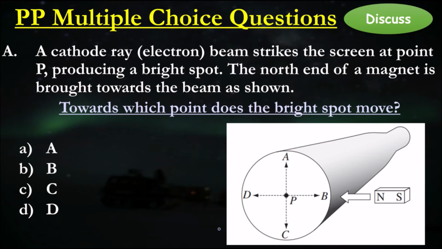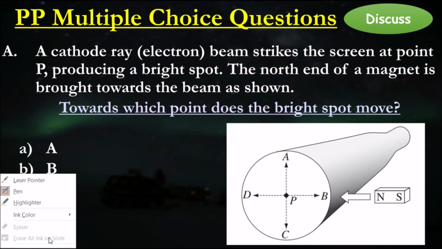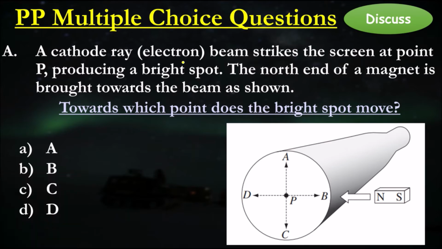Okay, so let's go through a simple explanation. We have a cathode ray. This is an electron, so it has a negative charge. It will come in handy when we talk about this. It has a beam that strikes the point of the screen, producing a bright spot. Okay. The north end of a magnet is brought towards the beam as shown. Towards which point does the bright spot move?